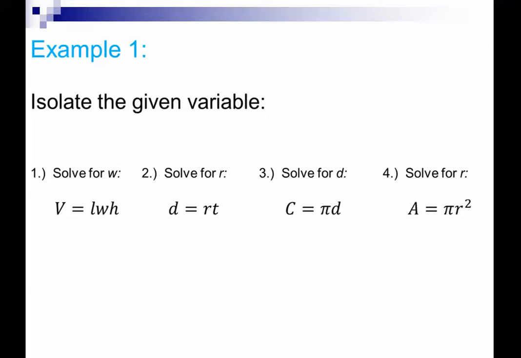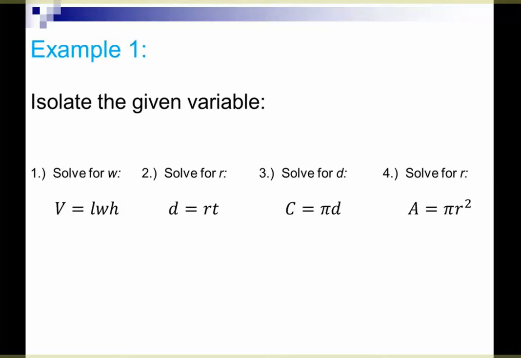Okay, so I'm going to give you 4 of these to practice on first, and then you're going to be hit with another 4. We'll do the first one together. Make sure you get off to a good start. So on number 1, it says solve for W. And this is the formula for the volume of a rectangular prism. If I want to get that W by itself, what would I need to do?